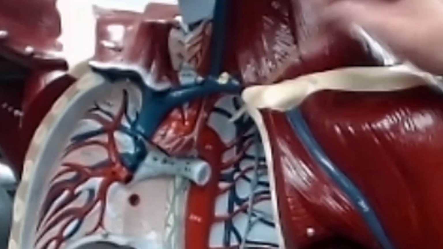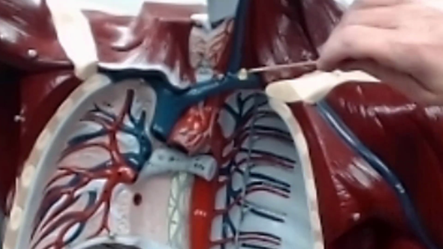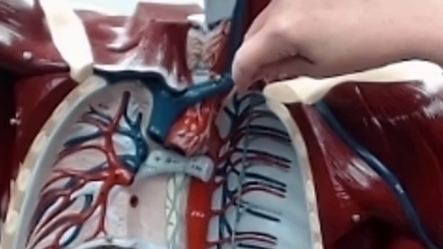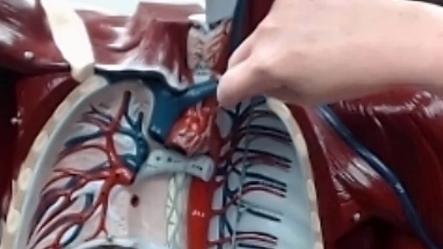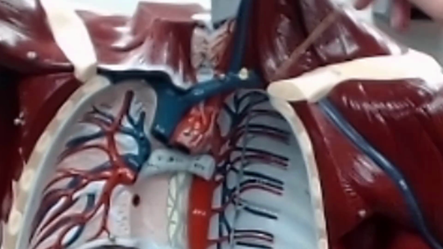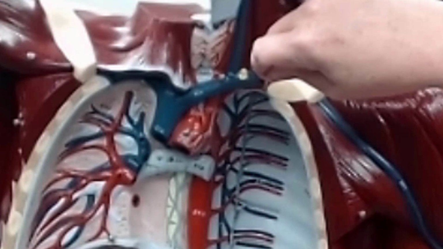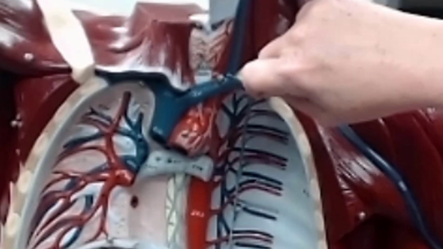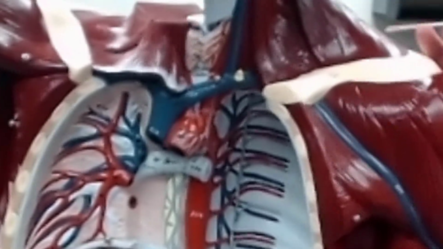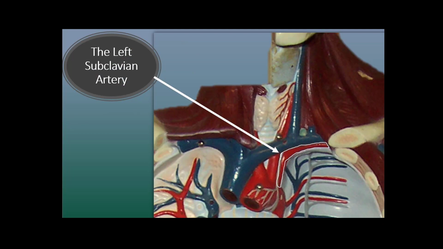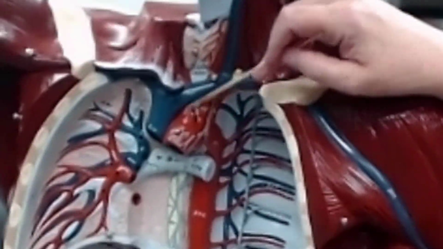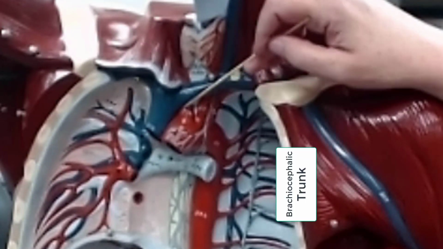Now the left subclavian artery, you can see that it actually is going to loop around a little bit and it's going to go underneath the clavicle and continue this way. Now, so this is the brachiocephalic trunk.